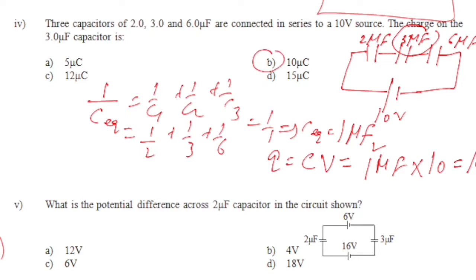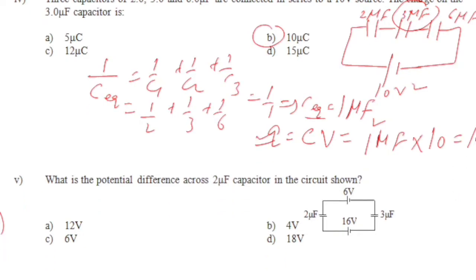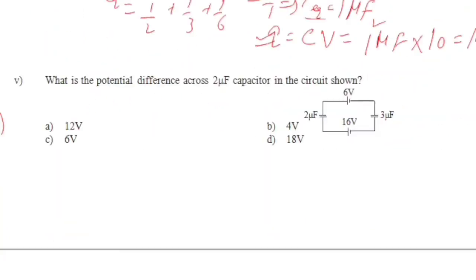In this way, solve this question also. You must remember this important point: in case of series combination, charge on each capacitor is the same. So if you know the equivalent capacitance and voltage, you can easily calculate charge on each capacitor. Here you get 10 microcoulomb, right? Now the last question, number 5.